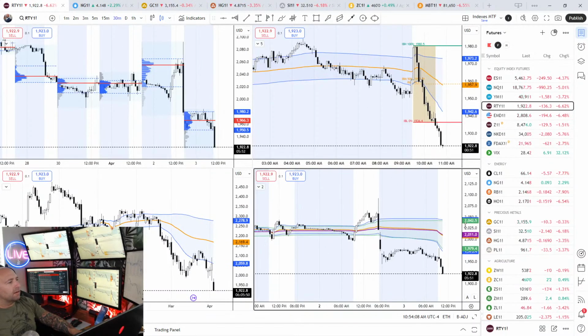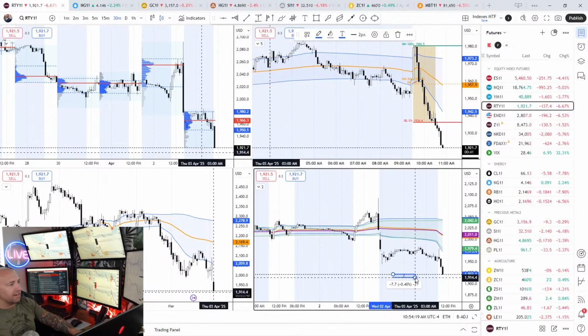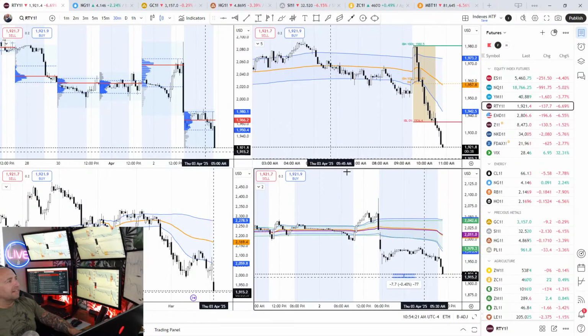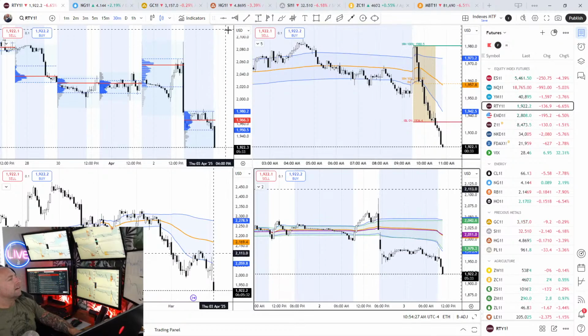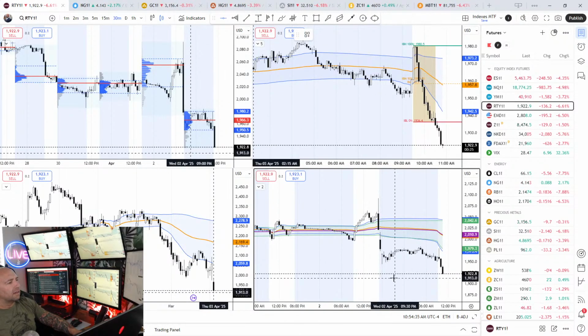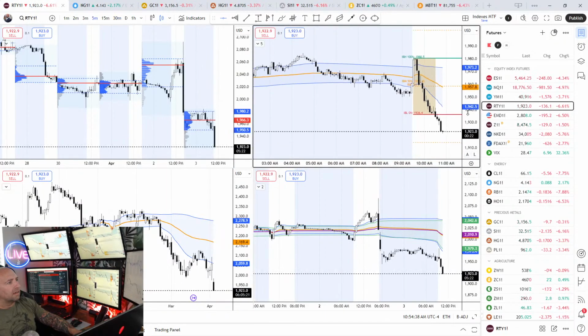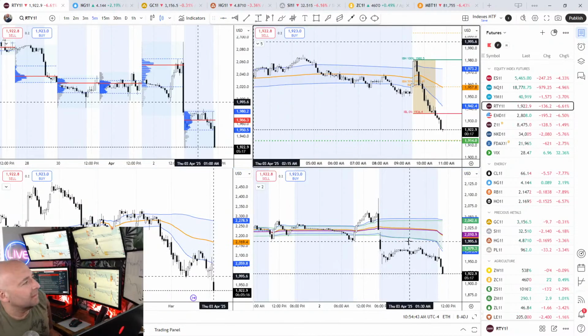So we have to go another 0.4%. That is not far at all, guys. That's like right here. 914 is about limit down on Russell. Right there, 50% IB extension.